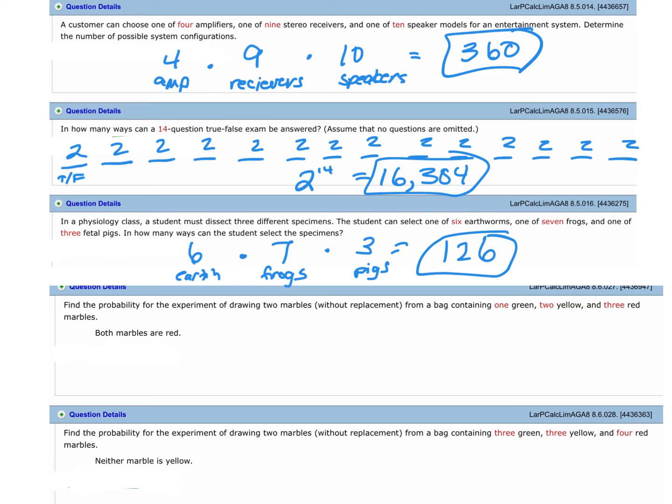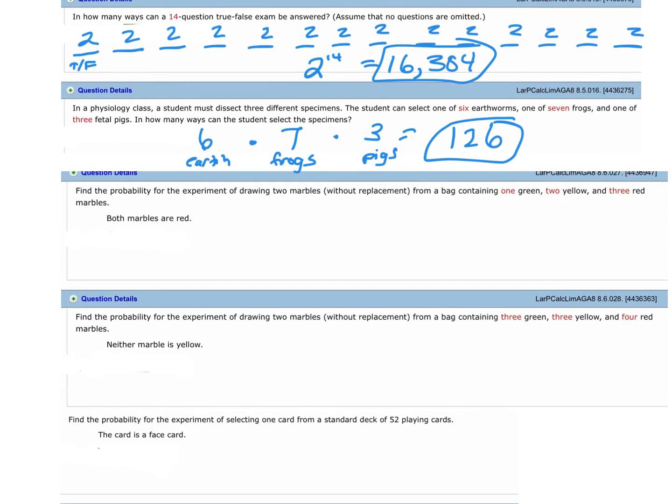Does not matter. What's up? Because it doesn't matter. Does it matter what order you answer the question? Some of you go through your test and say, okay, I'm going to do number three first, then I'm going to do eight. The order doesn't matter. It doesn't say you have to start at one and end at 14. So it doesn't matter what order you do it in.